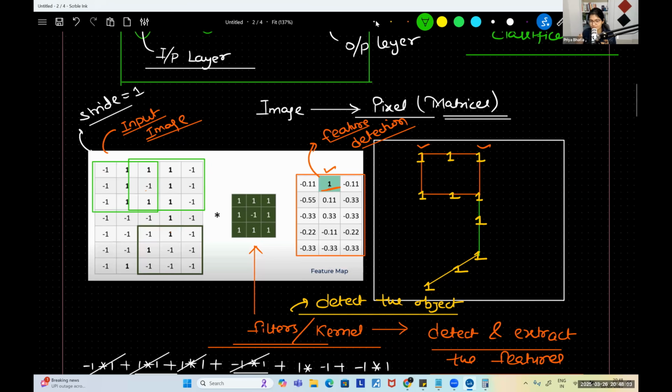This is the meaning of stride. Stride means how many jumps you want to do with respect to the first, second, third matrix in the input image. And accordingly, computations will be done. Accordingly, the feature extraction will be done. Stride is clear. Filter operation is clear.